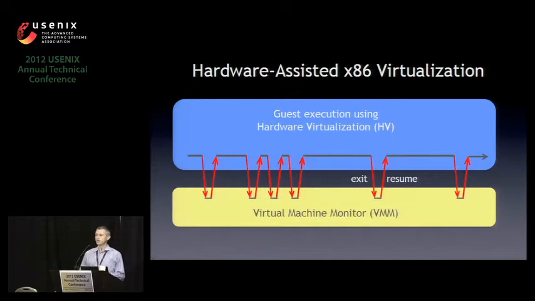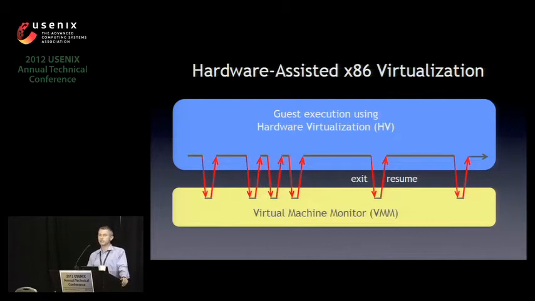Now, how does HV execution work? Most of the time the guest runs on native hardware, roughly at native speeds, in the so-called guest mode. Every time the guest encounters one of these sensitive instructions, hardware automatically transfers control to the VMM. This transition from the guest to the VMM is usually referred to as a hardware virtualization exit, or for short, just exit. Once in the VMM, you handle the instruction, emulate its effects, and then resume back to the guest.